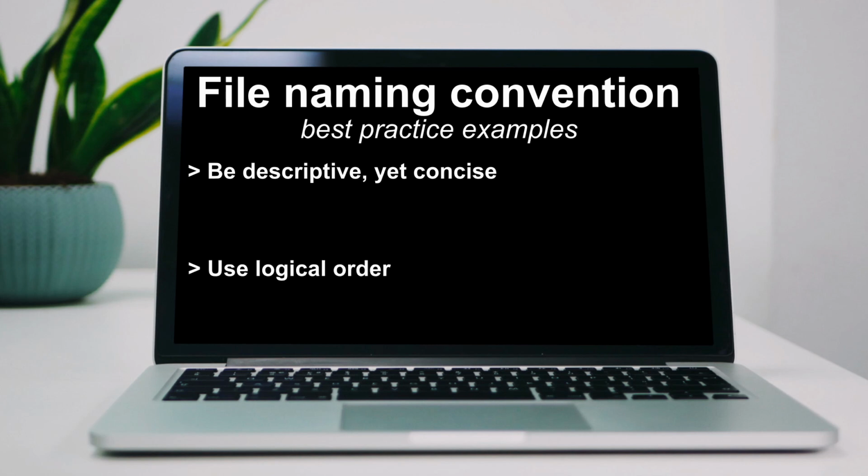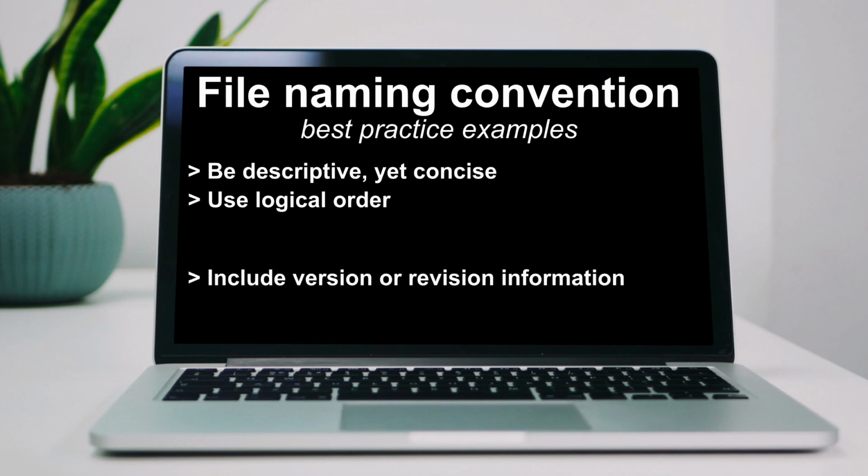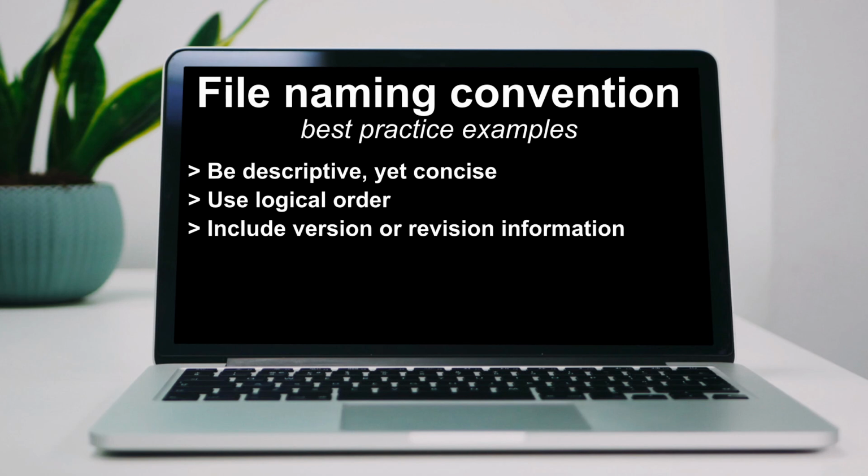Use logical order. Arrange the elements of the file name in a logical order. For example, you could start with the date or use a prefix to indicate the project or category. Include version or revision information. If you anticipate multiple versions or revisions of the document, consider incorporating version numbers or revision dates into the file name. This helps differentiate between different iterations. Consistency is key. Establish a consistent naming convention across your files and folders to maintain uniformity and make it easier to locate documents later on.